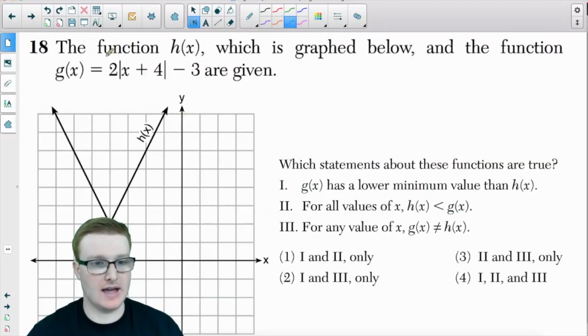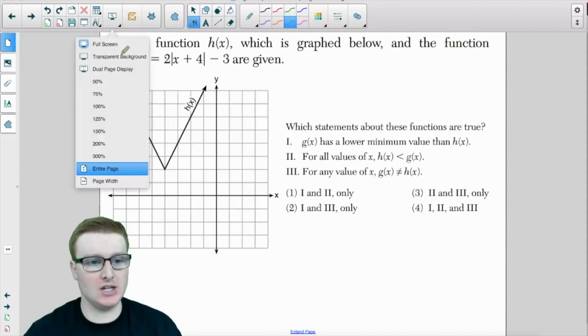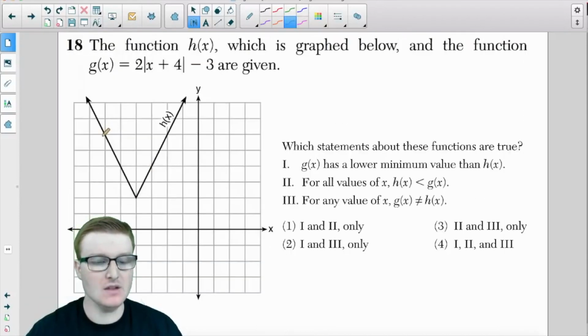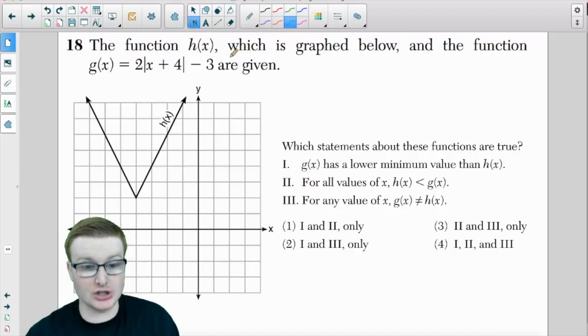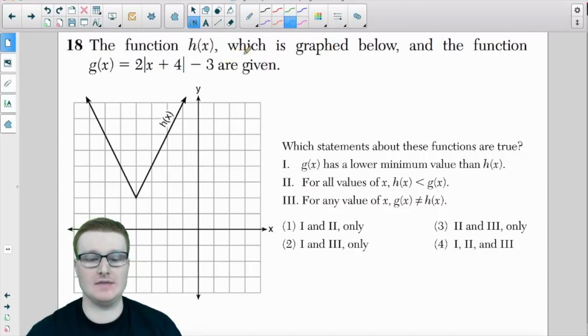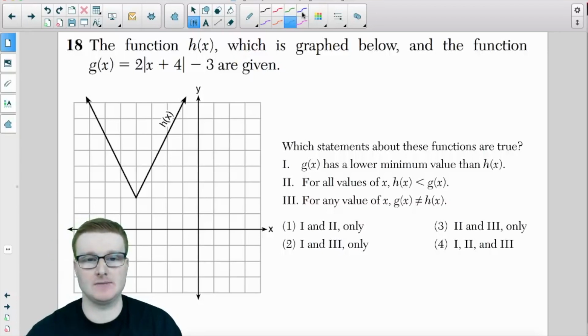Number 18. Okay. Ooh, this looks interesting. Number 18 says the function h of x, which is graphed below, and the function g of x is this. So they gave that to you. Which statement about these functions is true? I think this was one of the harder multiple choice questions on this test. So let's go ahead and figure this out.